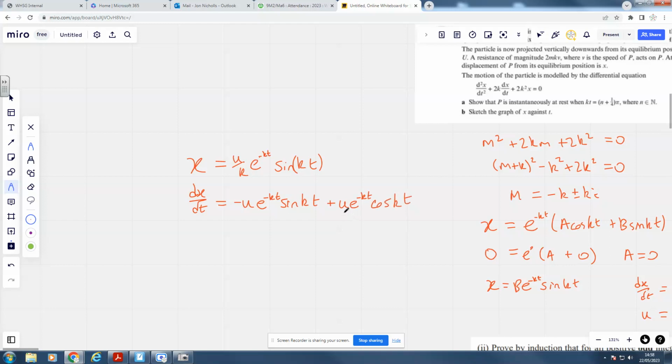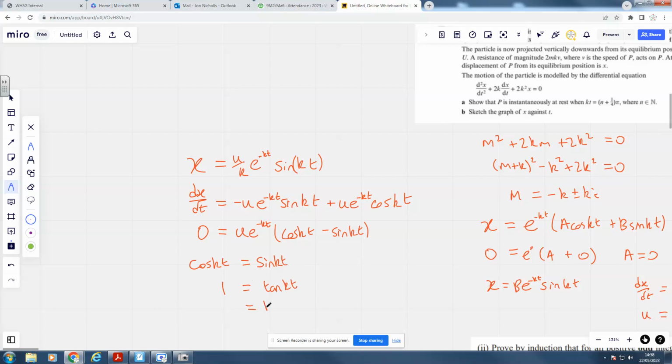Okay, and I'm trying to find when this is instantaneously at rest. So I'm trying to find where the velocity is 0. That's where instantaneously at rest takes place, when the velocity is 0. And I'm going to factorize this bit out, which is never 0. And I'm going to end up with cos kt minus sine kt. Okay, so this is solved when this bracket equals 0. In other words, cos kt equals sine kt. So from that we get tan kt equals 1.